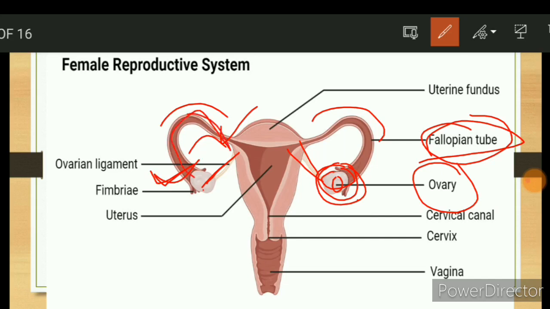The oviduct has 2 ends. The end of the oviduct which is attached to the ovary is called the proximal end, and the other end is the distal end. The end of the oviduct attached to the uterus is called the distal end. The distal part of the oviduct is called the isthmus, and the part of the oviduct attached to the ovary is called the infundibulum.